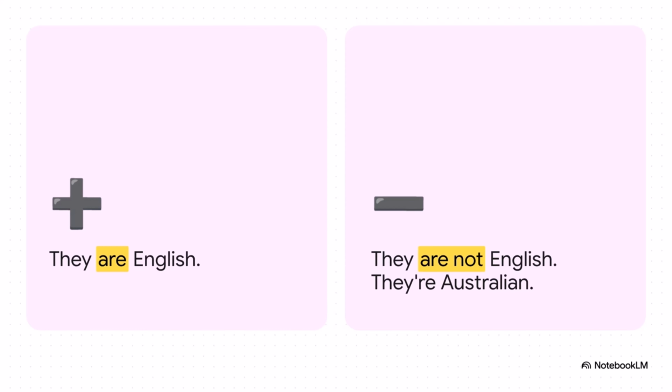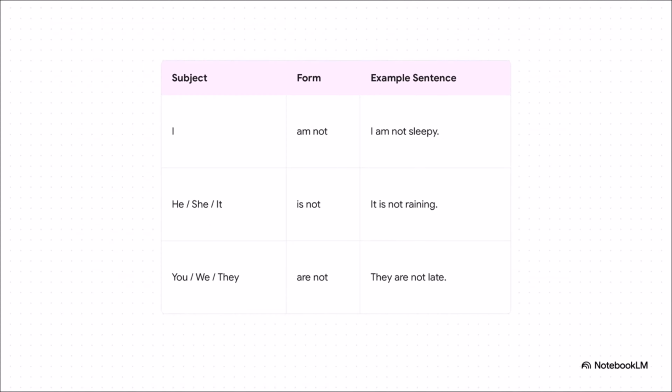So how do we switch gears from positive to negative? Believe it or not, it is incredibly easy. You just add one tiny word right after the verb, the word not. So it is sunny can be followed by it is not warm. They are English becomes they are not English. Simple, right? And this builds into another really clear pattern. Just like that positive table we saw, you just slot the word not right in there after the verb. I am not, it is not, they are not. It really is that straightforward.